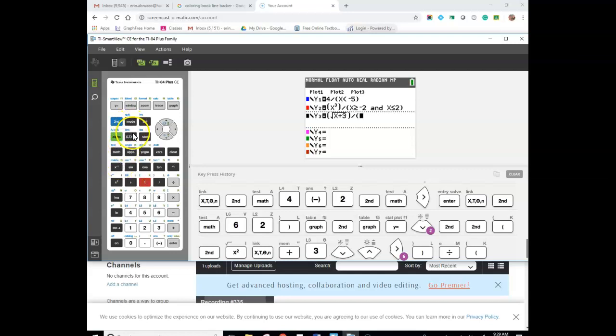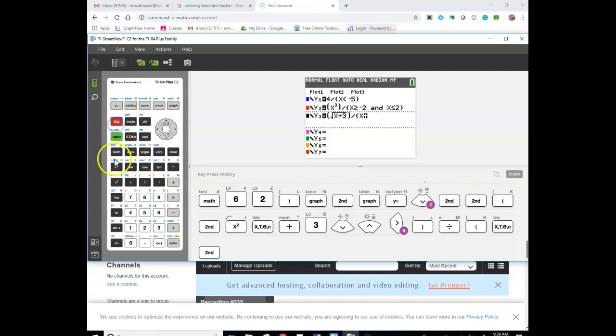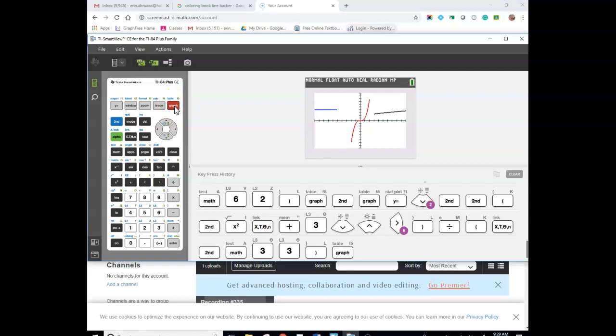Greater than 3, thank you. So x greater than, not equal to, or was it equal to? Okay, greater than 3. So when you hit graph, you see this beautiful piecewise function.